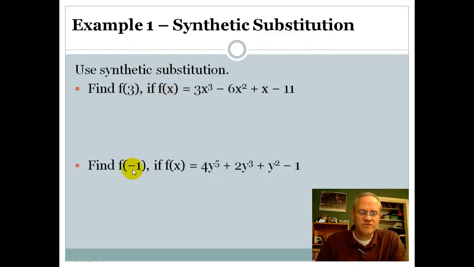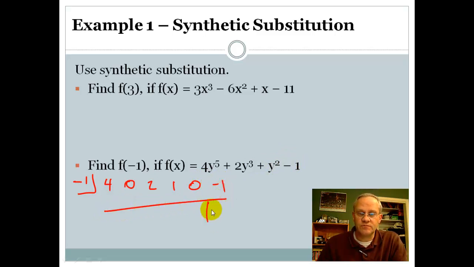So anyway, just real quickly, let's take a look at this second example here. We've got f of negative 1, and so that's what's going to go in the box here. And then we've got 4. There's no y to the 4th, so we're going to put in 0. Then we've got 2 for y to the 3rd, 1 for y squared. Notice there's also no y, so we're going to put in 0 and then negative 1. Okay? Be real careful about putting those zeros in. Got to pay real close attention.